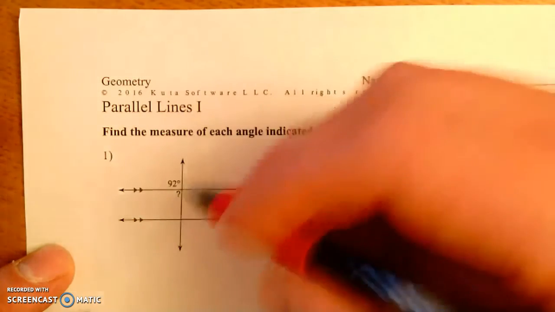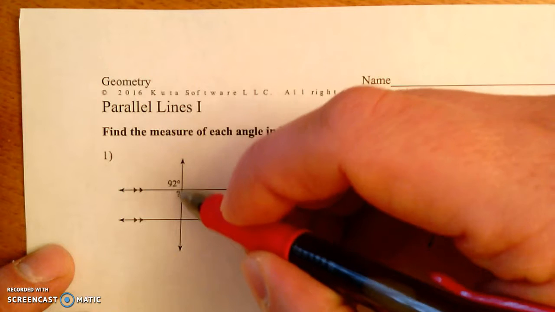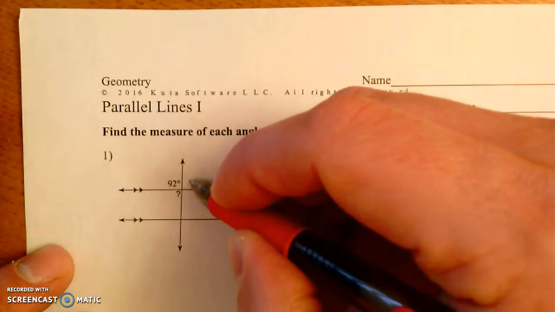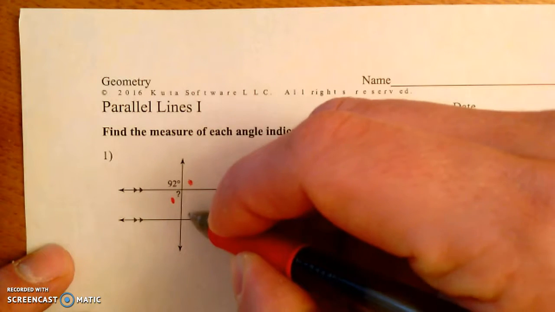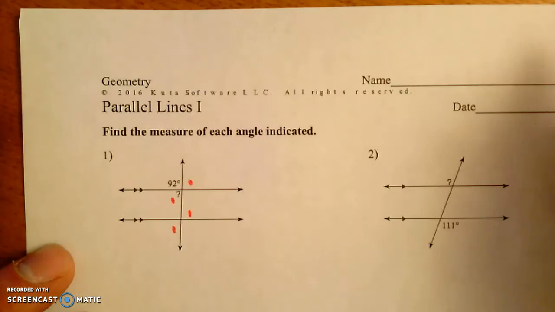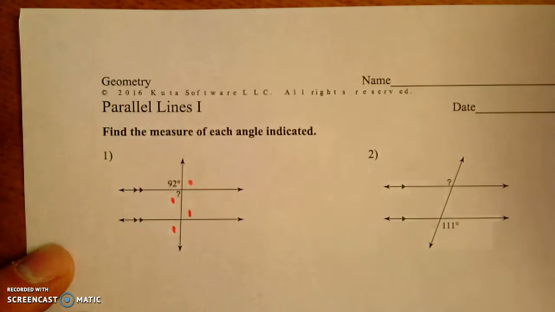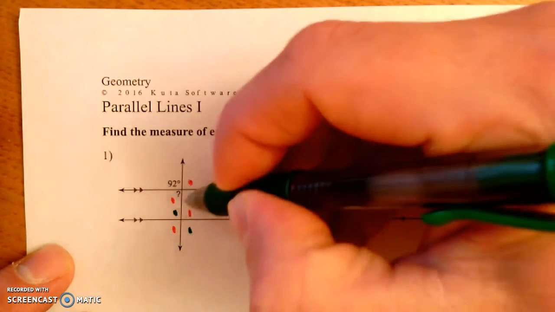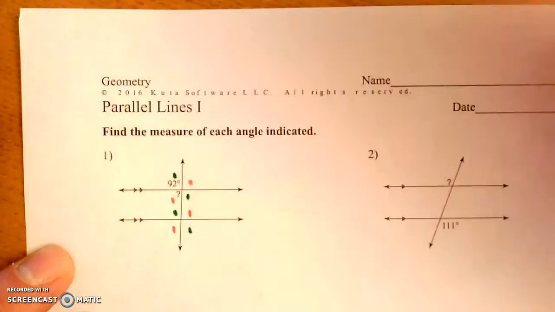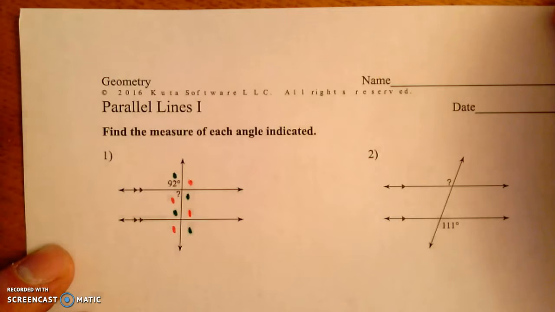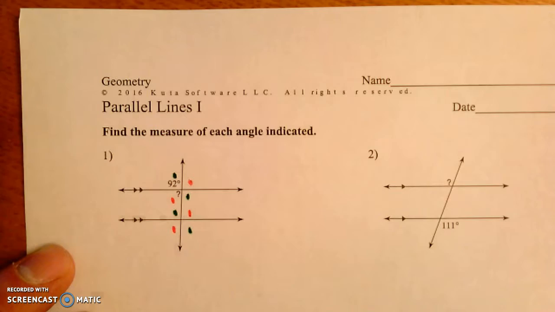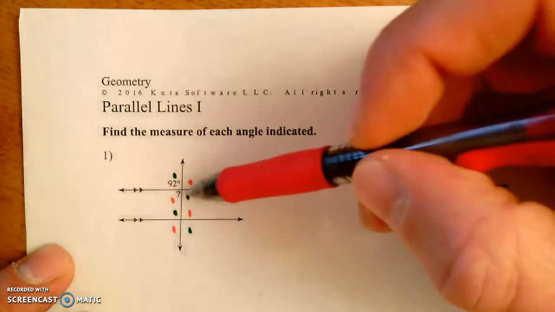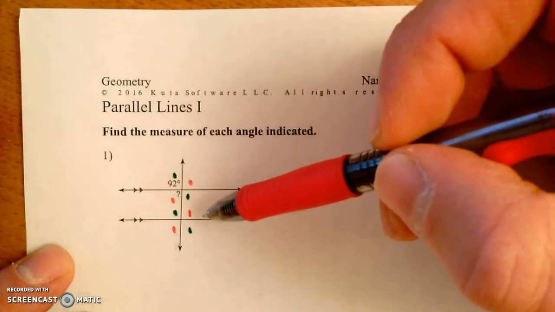And the trick here is you start with your unknown angle, and you make kind of a zigzag pattern. All of these angles are going to be congruent. And then we do the zigzag in the other direction. All of the green angles are going to be congruent. So all the red angles are congruent to each other. All the green angles are congruent to each other. But a green angle and a red angle end up being supplementary.